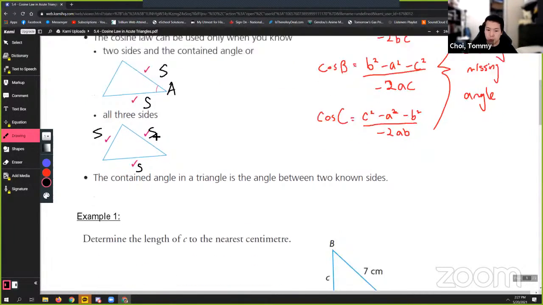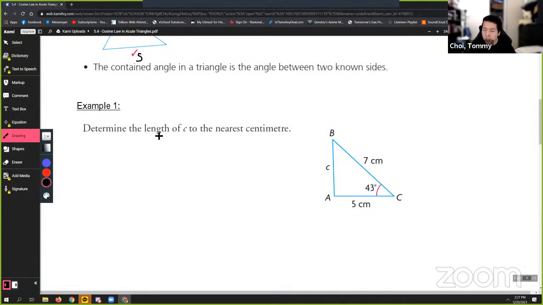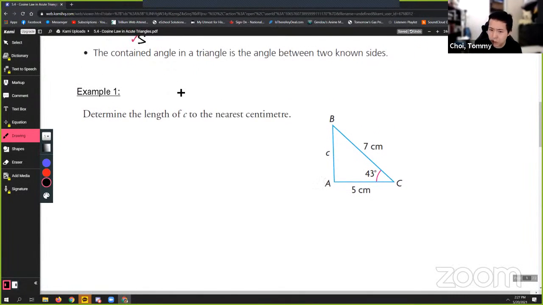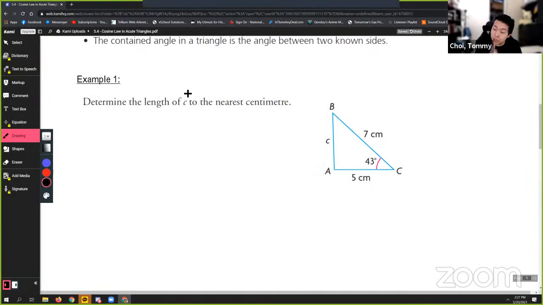So let's go through our first example doing this. You'll see here, determine the length of C to the nearest centimeter. We're given side angle side. There is no angle side pair. This looks like a 90-degree triangle. It is not. Do not assume this is a 90-degree triangle unless I give you this. If I don't give you that, do not assume it's 90 degrees. Don't be like, oh, that looks pretty close to 90 degrees, that's probably what Mr. Choi meant. No. I will explicitly show you that it is 90 degrees. So do not assume that this is 90 degrees here.